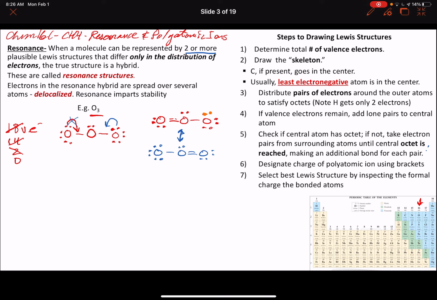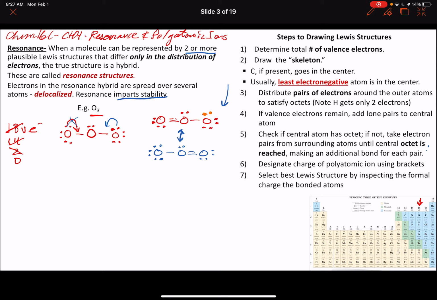These are called resonance structures. So we've drawn two resonance structures here. They're separated with a double-headed arrow to mean that they're in balance with one another. And we see that the electrons in the resonant hybrids are spread over several atoms. That is to say, the double bond is delocalized between two spots. This actually puts more double bond character at the neighboring position, helps strengthen that bond, and we end up with more stability. So the resonance structures impart stability to the molecule.